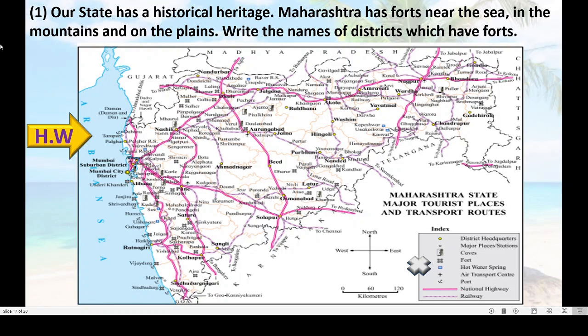It is in your textbook. You can go through that. That is on page number 90. Okay, you can go through that and you have to do this as homework. Only thing is you have to write the district names. Okay, where this fort belongs to. Okay, you have to write this. Will you do this? Okay.